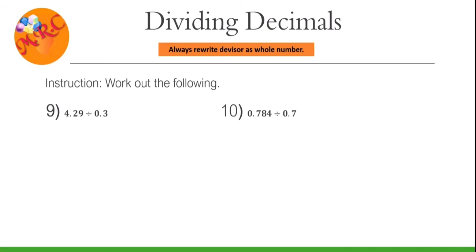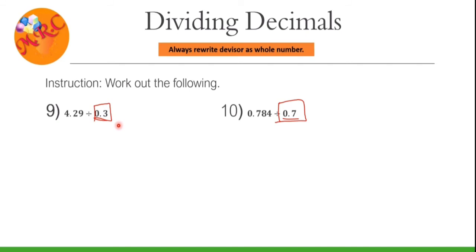So our concern is the divisor. Always the divisor. It doesn't matter what's happening with the dividend. Our concern is the divisor, and we're always going to make sure our divisor is a whole number. So now that my first number is 4.2 divided by 0.3, this 0.3 is a concern. I need to make this a whole number. How do I do that? Multiply by a power of 10.